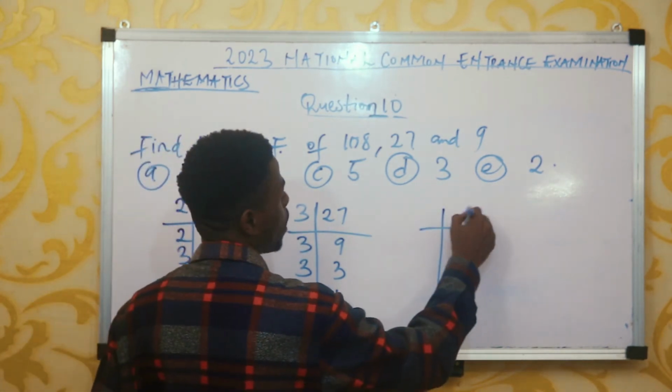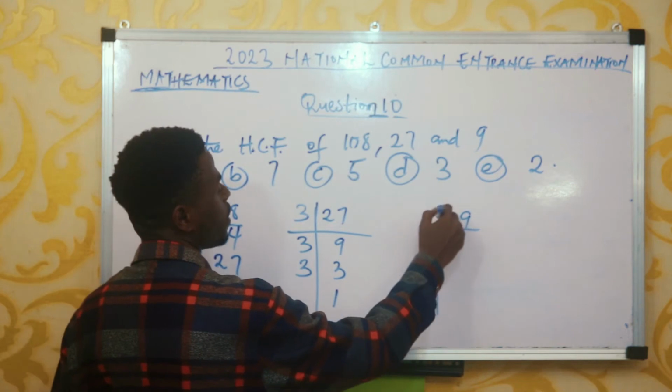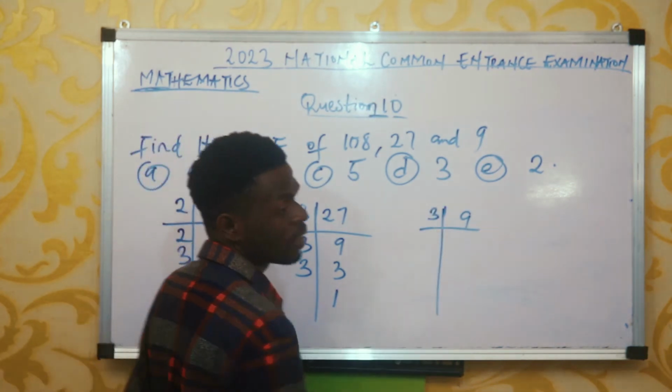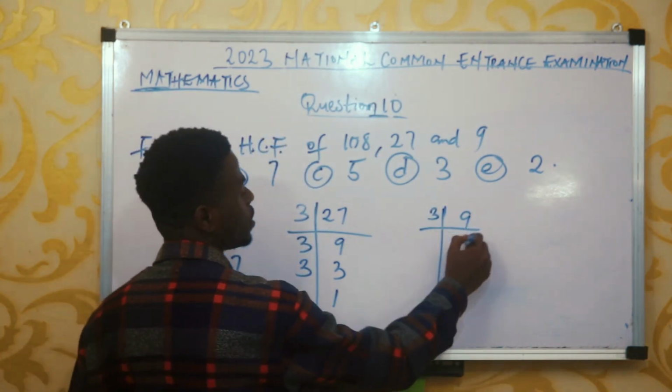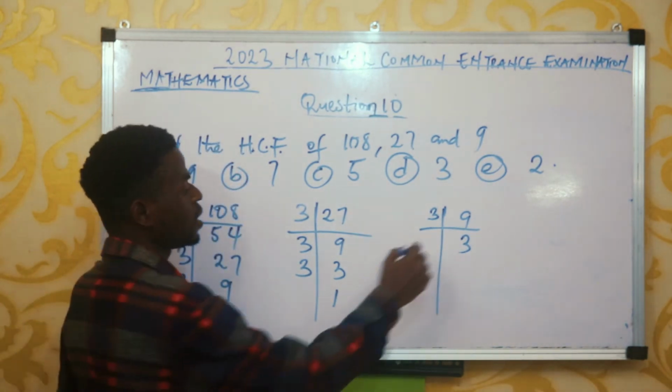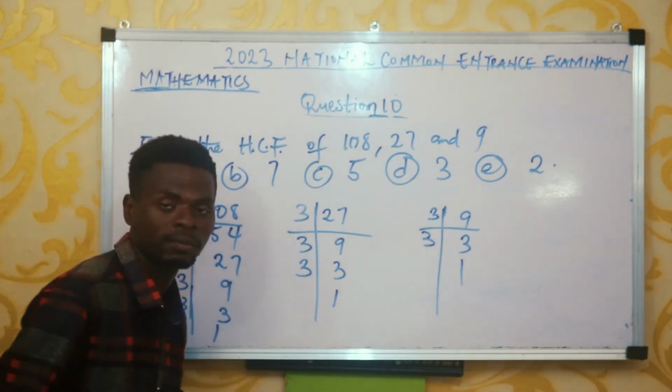Then the next one is 9. We have 9 here. The prime number that can divide 9 is 3. 3 in 9 is 3. Take note of that, please. Then 3 in 3 is 1. Simple as that.